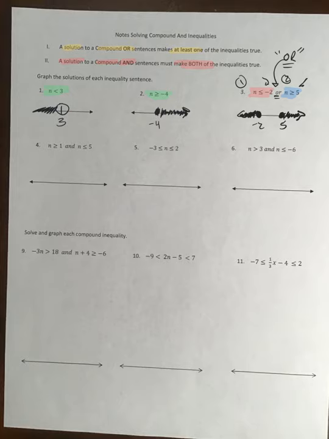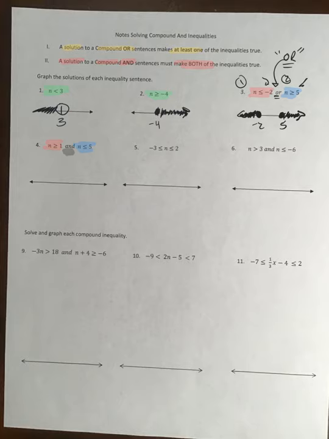Number 4 is a compound sentence because it has two inequalities. However, it has an and. So we want all the numbers that are greater than 1 and at the same time are also less than 5. So it has to work for both. To be a solution to a compound and, it has to work for both. So let's look at what that means for a second.